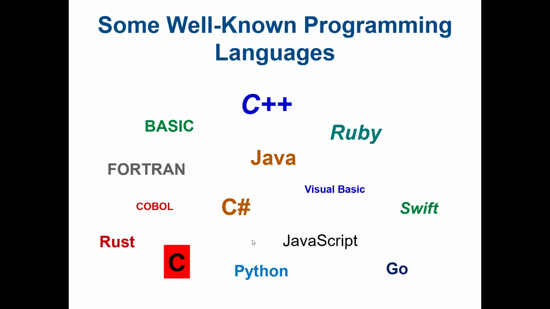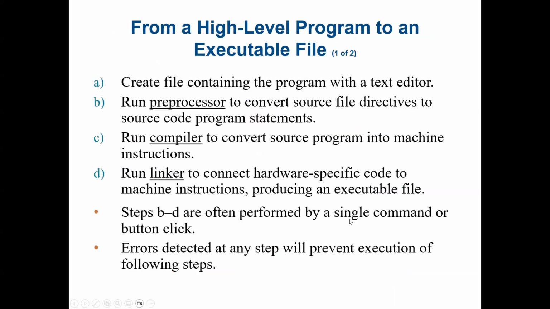So we have to use special software that will convert it to machine language, and we shall go through that. Examples of well-known programming languages are C++, Java, and Fortran. Fortran has been around for a long time, since the 60s. Also COBOL, C#, Python, etc. Now, from high-level program to executable file: C++ is a high-level language, but the CPU doesn't understand high-level language. So we have to convert it to an executable file, which should be in machine language.